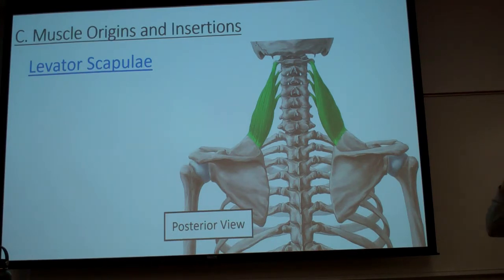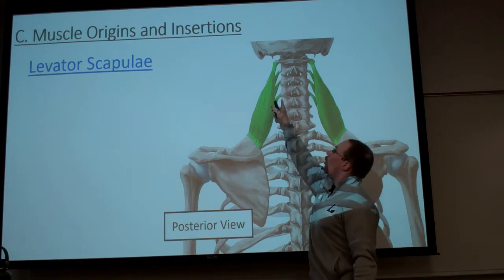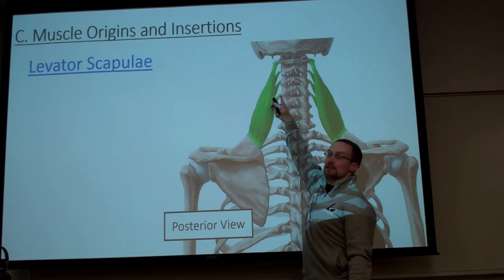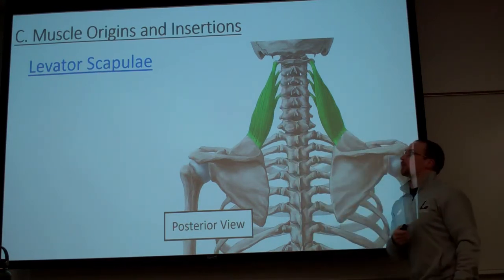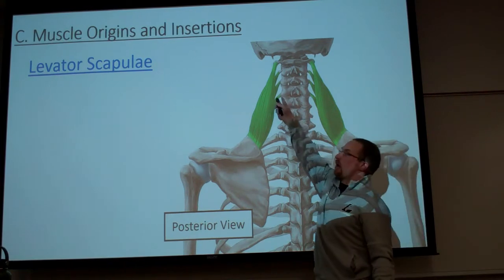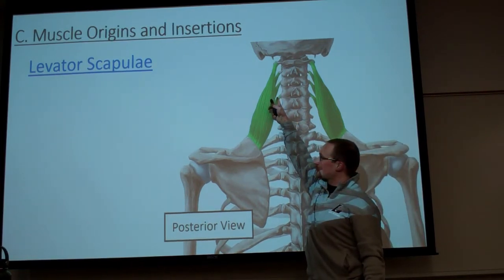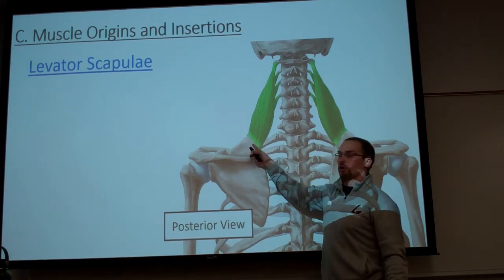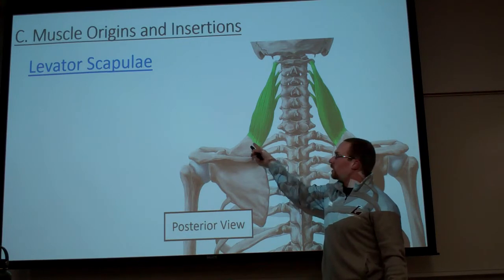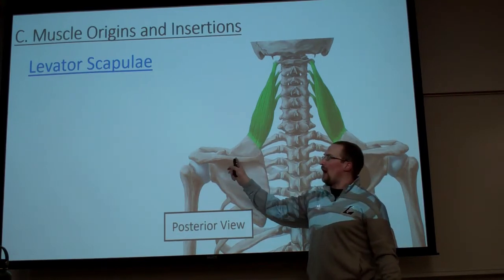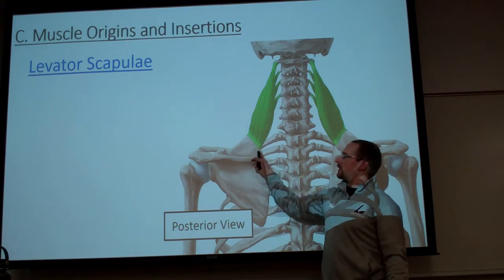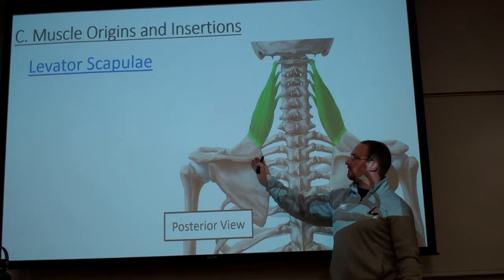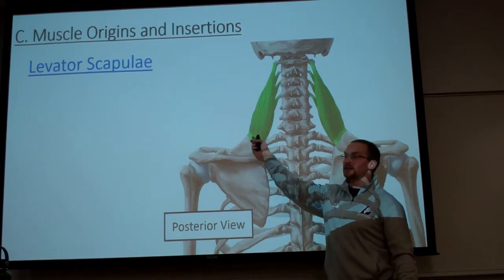This one you will need to know origins and insertions for. Origin, on C1 through C4, the transverse processes. So your first four cervical vertebrae, it's going to originate at those transverse processes. And it's going to insert at the vertebral border, or the medial border of your scapula, above the spine. So here's the medial border, or vertebral border. Above the spine of our scapula, that's where it inserts.